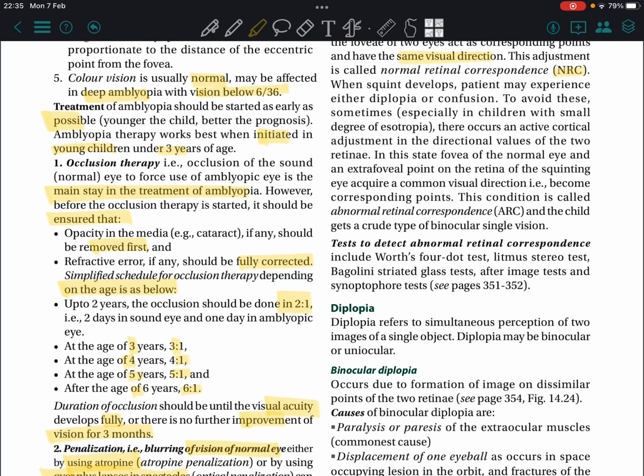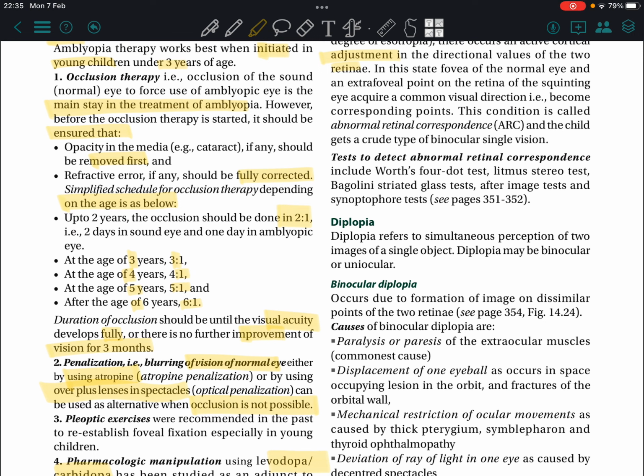When squint develops, the patient may experience either diplopia or confusion. To avoid this, sometimes there occurs an active cortical adjustment in the directional values of the two retinae. In this state, the fovea of the normal eye and an extrafoveal point on the retina of the squinting eye acquire a common visual direction, that is, become corresponding points. This condition is called abnormal retinal correspondence. The child gets a crude type of binocular single vision.